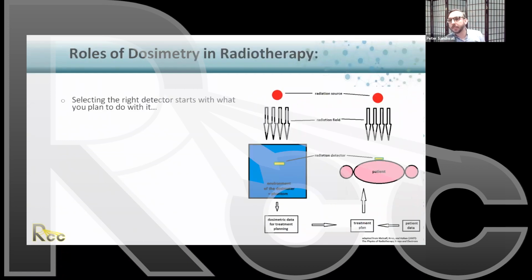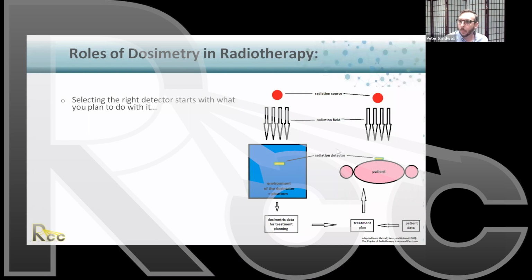The roles of dosimetry in radiotherapy: selecting the right detector starts with what you plan to do with it. So how do you plan to apply it? What's your application? Then you look at your tools. Okay, this is a nail, I need a hammer. These are just a schematic of two different classifications. One of them is using a phantom, whether it's a water phantom, and collecting dosimetric data or calibrating the beam. And the other is patient measurements.